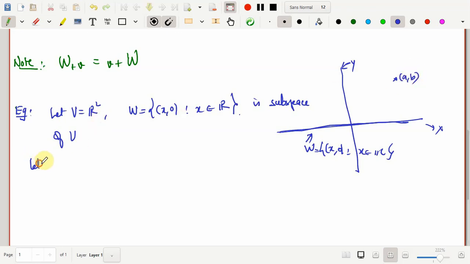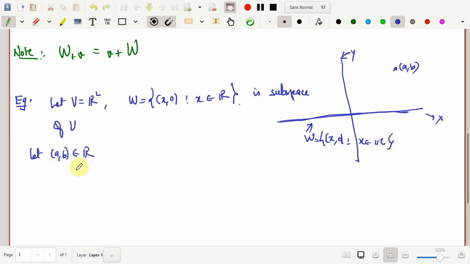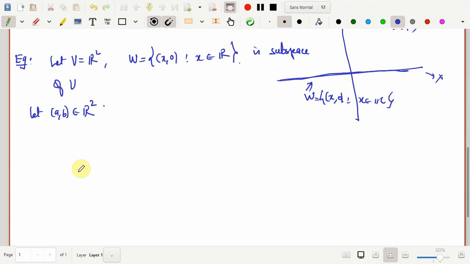Okay, so let (a, b) belong to R2. (a, b) can be any ordered pair in R2. So for this fixed (a, b), let us try to evaluate what is the coset that we obtain. So I'll take the right coset W plus (a, b) in this case. Since the point v here is the ordered pair (a, b), it depends on what is the vector space that you are talking about.